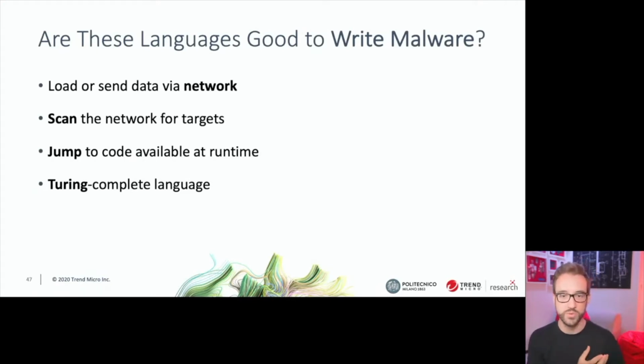We need to scan the network for targets if we want to propagate, and we need to jump to code available at runtime. All of these three functionalities are there. We have seen them in the table before. And then last, we need the language to be Turing complete. All of these languages are Turing complete because they have conditional statements and loop statements. So we have all of the ingredients.